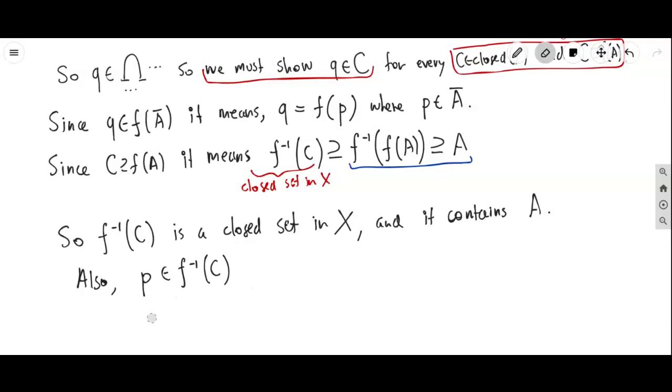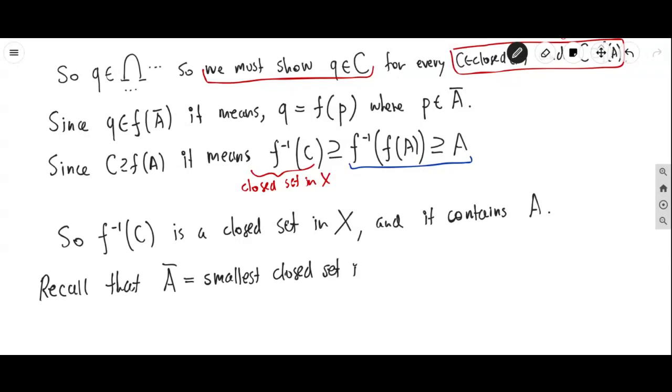Actually, sorry about that. Let me say it like this. Now recall that the closure of A is the smallest closed set in X which contains A. Right? That's the smallest closed set. So this is a closed set, and it contains A. So A closure, that's the smallest closed set that contains A.